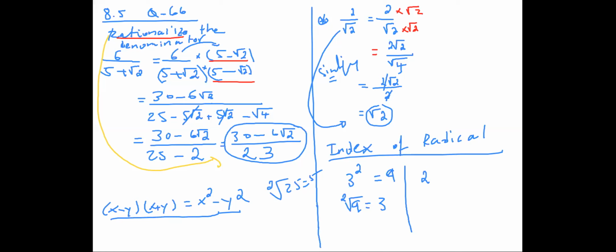Let me use a different example. Let's say 5 to the third. What's 5 to the third? It's 5 times 5 times 5, which is 125. Now, if you want to go back again from 125 to 5, we get the radical of 125, right? What's the radical of 125? 5. What's the index of the radical? This is 3, so we should write 3. That's right. So the power here is basically the index of the radical.